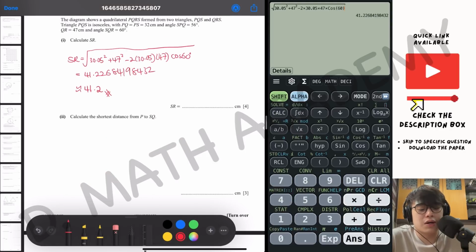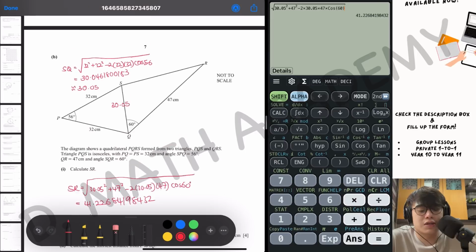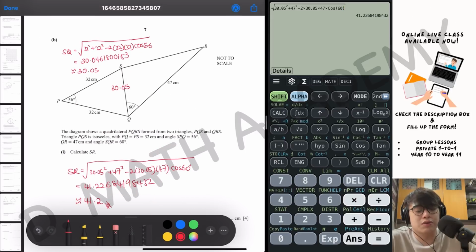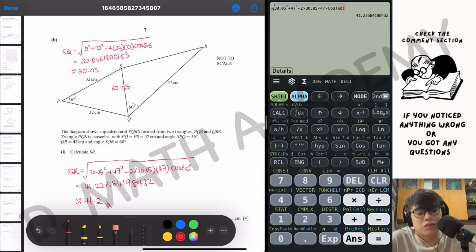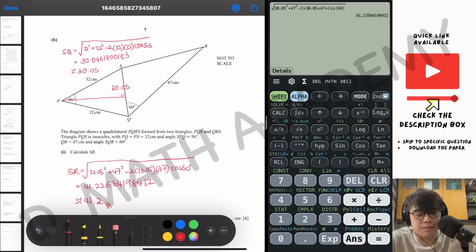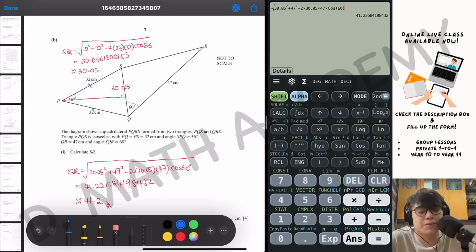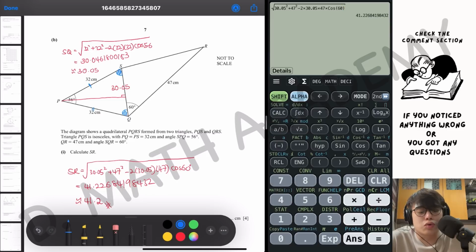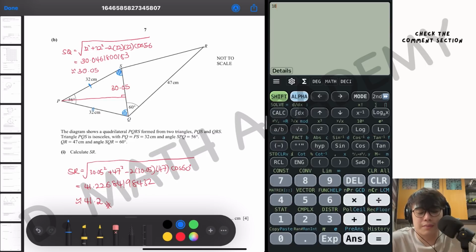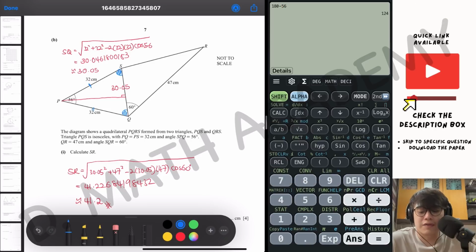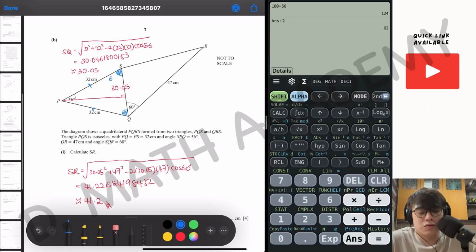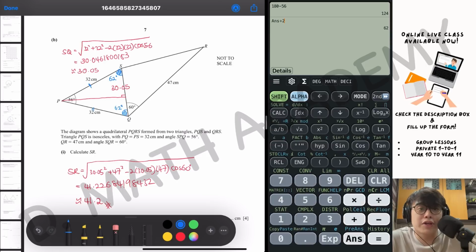Then they ask you to calculate the shortest distance from P to SQ. So P to SQ means that they want you to draw out a line here and try to identify this. Before you even calculate, kindly take note, since it was 32 on both sides, the remaining angles here should be exactly the same. So just take 180 minus 56 and divide it by 2. You get 62 degrees on each side. And this information here will help you to identify the results that you want.